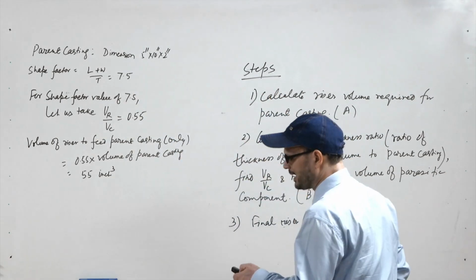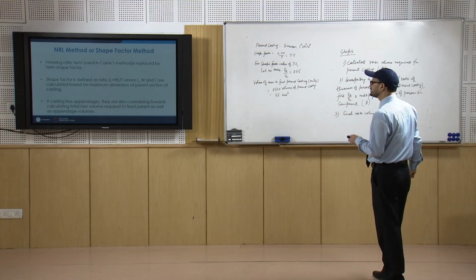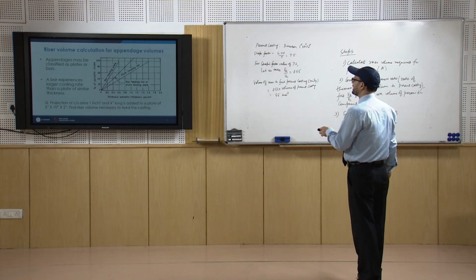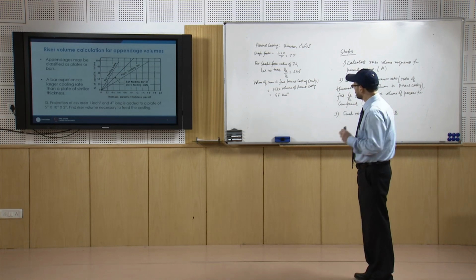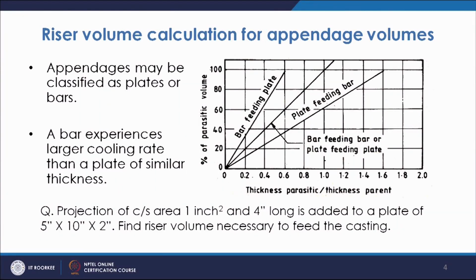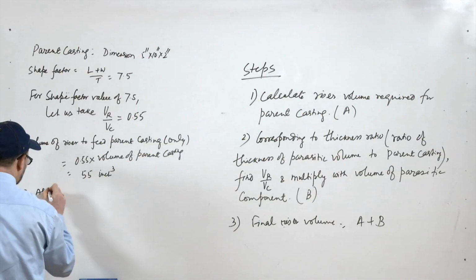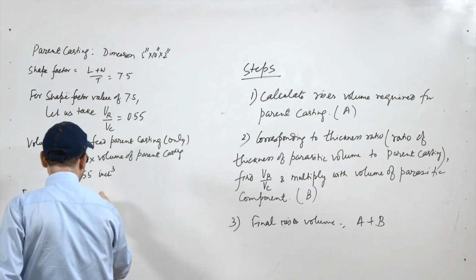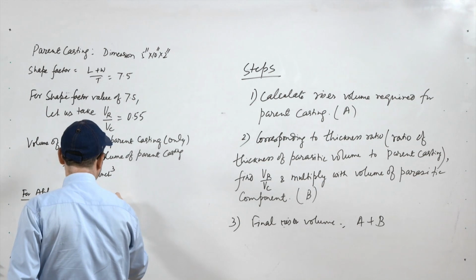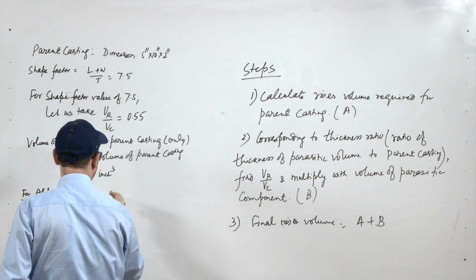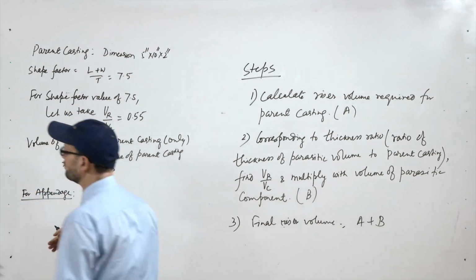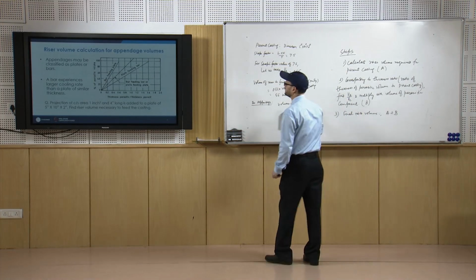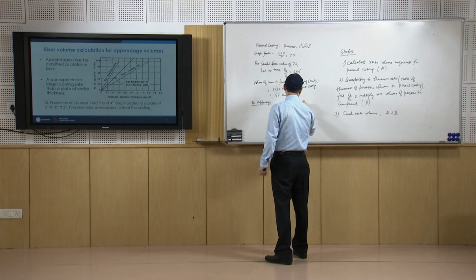Now, we have an appendage, and this appendage has the dimension of 1 inch square and 4 inch long. So, for the appendage, the volume will be the cross sectional area multiplied by its length, so it will be 4 cubic inches.